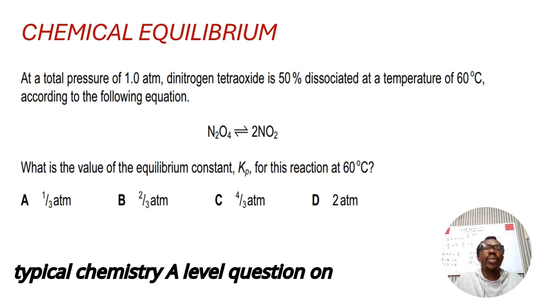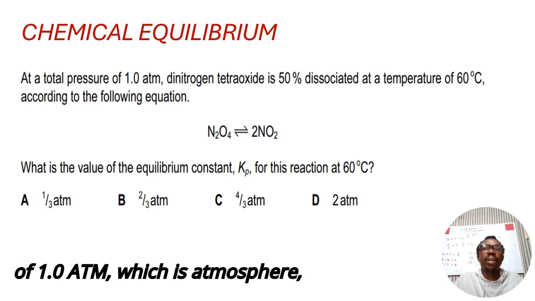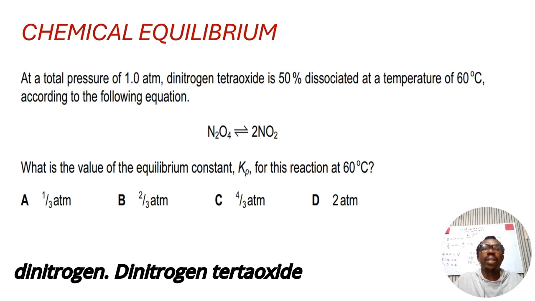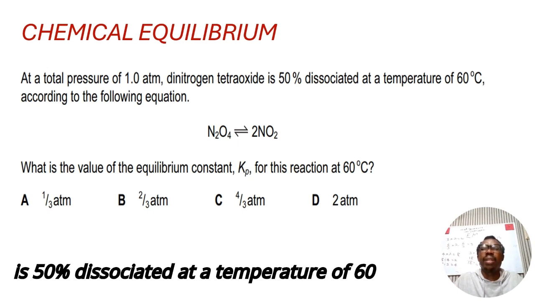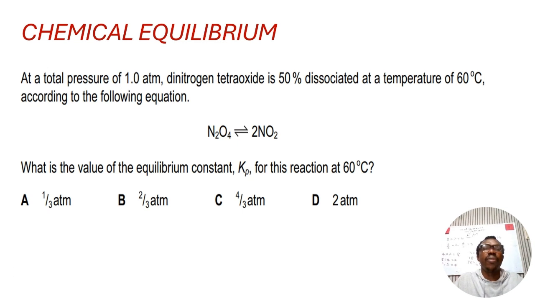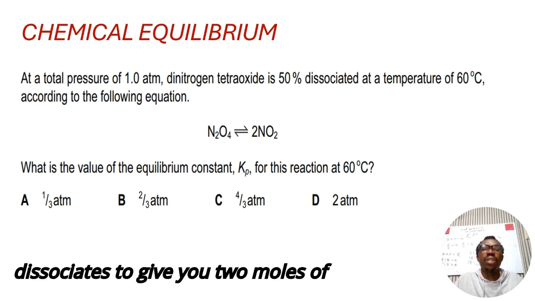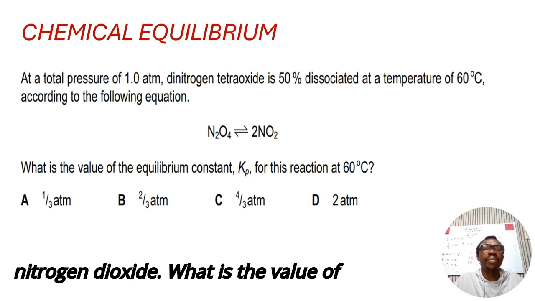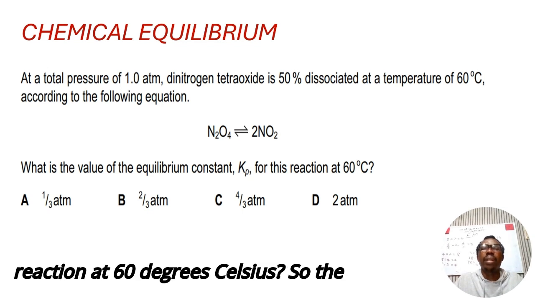I'm back with my lectures, still on chemical equilibrium. Before us, a typical chemistry A-level question on chemical equilibrium. At a total pressure of 1.0 atm, which is atmosphere, dinitrogen tetroxide is 50% dissociated at a temperature of 60 degrees Celsius, according to the following equation. From the equation, 1 mole of dinitrogen tetroxide dissociates to give you 2 moles of nitrogen dioxide. What is the value of the equilibrium constant Kp for this reaction at 60 degrees Celsius?